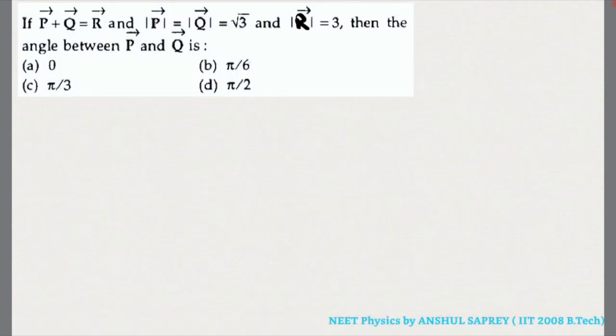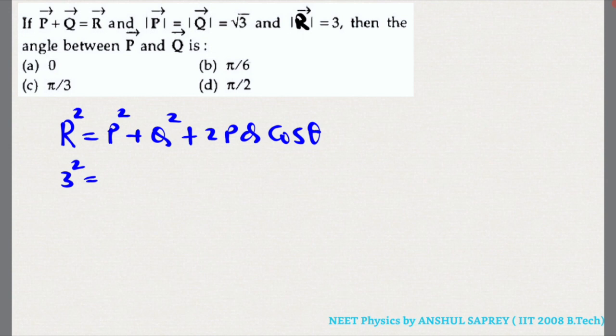Next question. P vector plus Q vector is equal to R vector. The magnitude of P and Q is equal to root 3. The magnitude of R vector is 3. We have to find the angle between P vector and Q vector. So let's use the formula for resultant: R square is equal to P square plus Q square plus 2PQ cos theta.